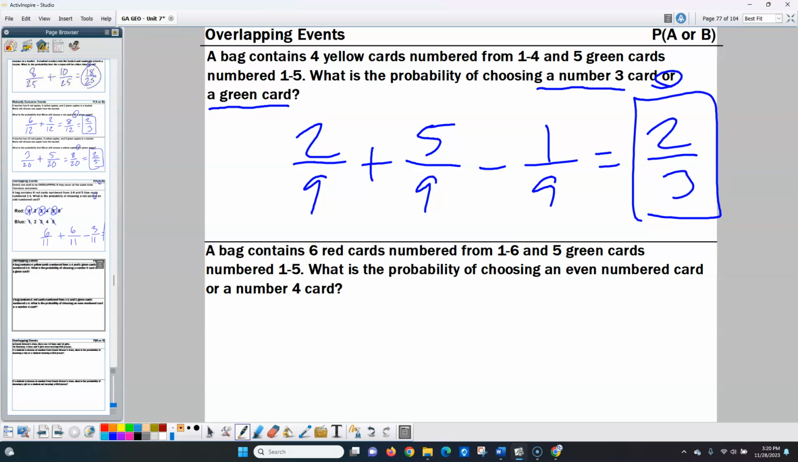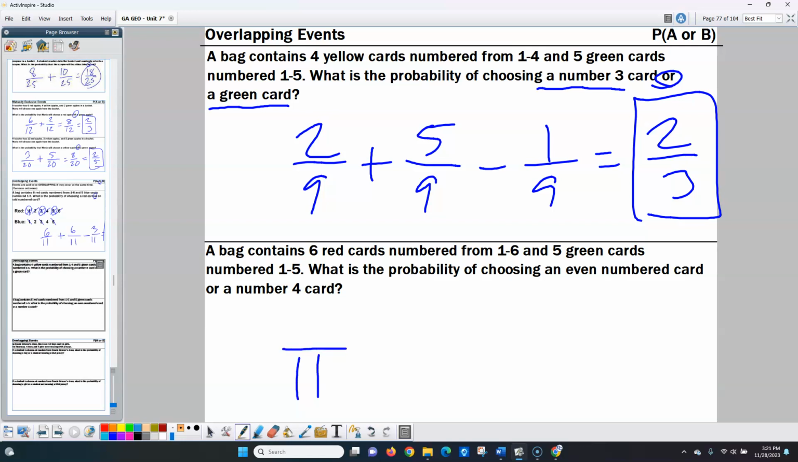A bag contains 6 red cards numbered from 1 to 6 and 5 green cards numbered 1 to 5. What's the probability of choosing an even numbered card or a number 4 card? All right, so we got 6 red cards, 5 green cards. What's the probability of choosing an even number card? We got 11 total cards in there.